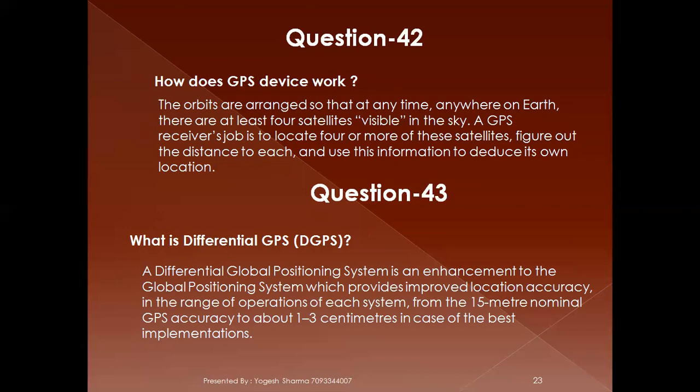How does a GPS device work? The orbits are arranged so that at any time, anywhere on the Earth, there are at least four satellites visible in the sky. A GPS receiver's job is to locate four or more of these satellites, figure out the distance to each, and use this information to deduce its own location.